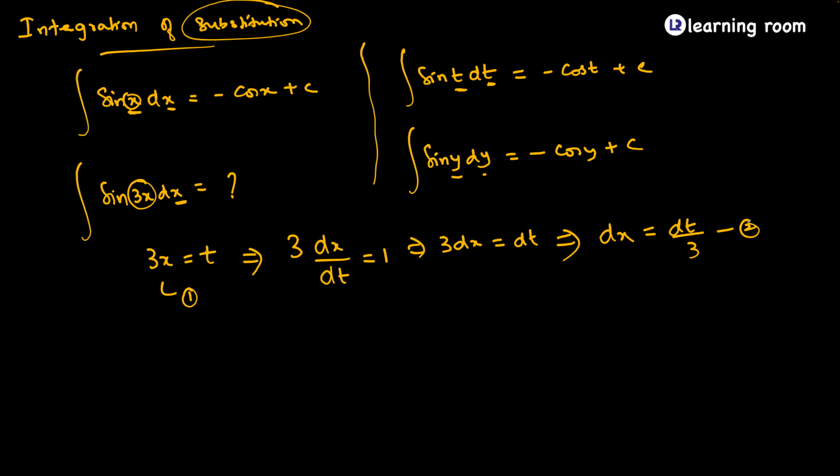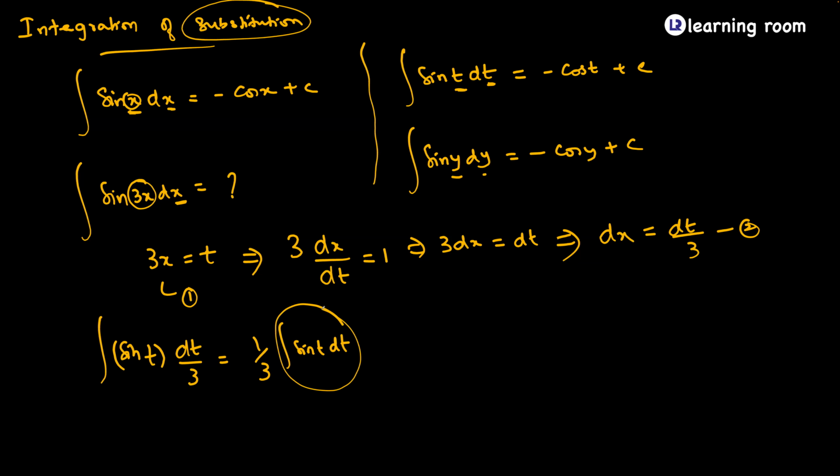So I take this 1 and 2 and substitute it in the original equation that is given to us. So this is the one which is given. So integral of sine, what should I write? t. And in the place of dx, what should I write? dt by 3. It is equal to 1 by 3 times integral of sine t dt.